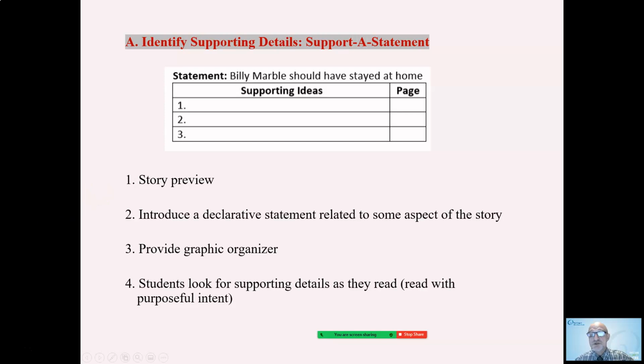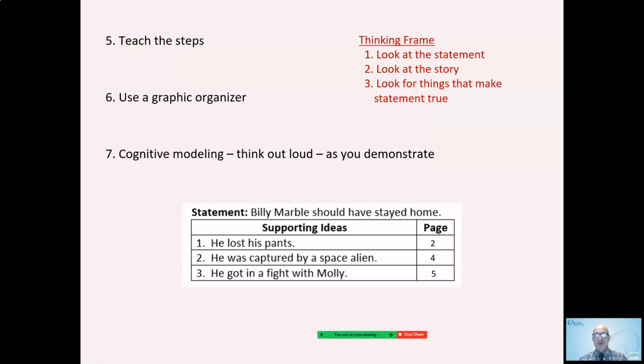So, we teach the process, a very simple graphic organizer, and as they read, as they find the supporting ideas for Billy should have stayed home, they list them and the page number. This invites them to stay into the text. That's supporting details. We teach the steps, we use the graphic organizers, and here is where you use direct and explicit instruction. Direct instruction, it's not a method, it's not an approach, it is a pedagogical strategy, one strategy out of many.